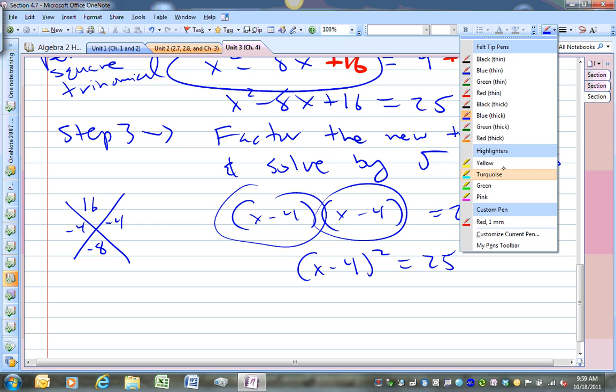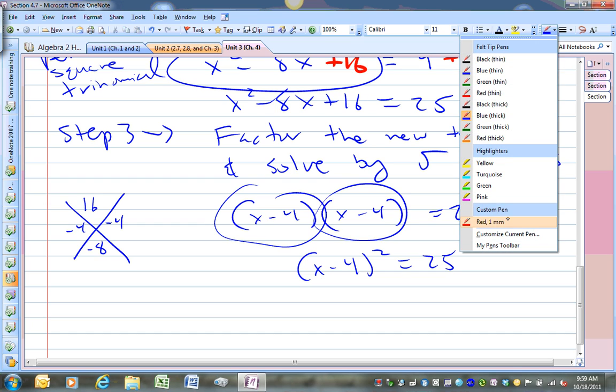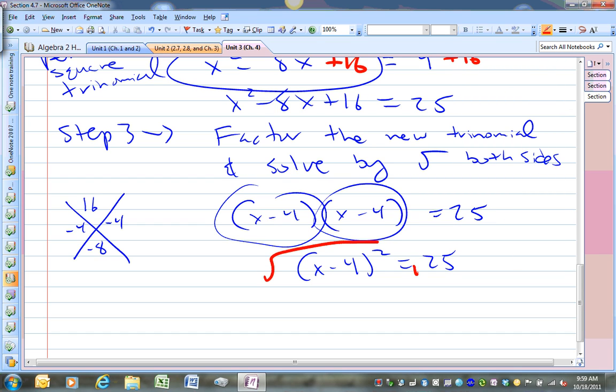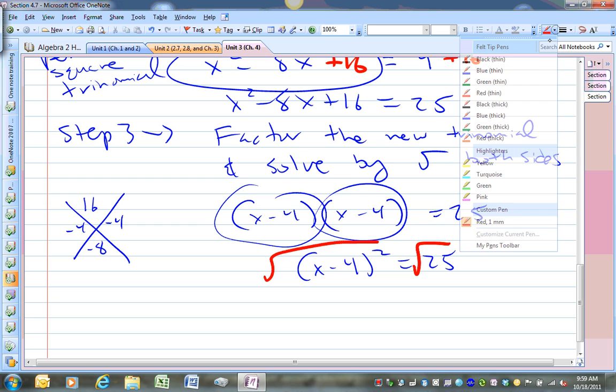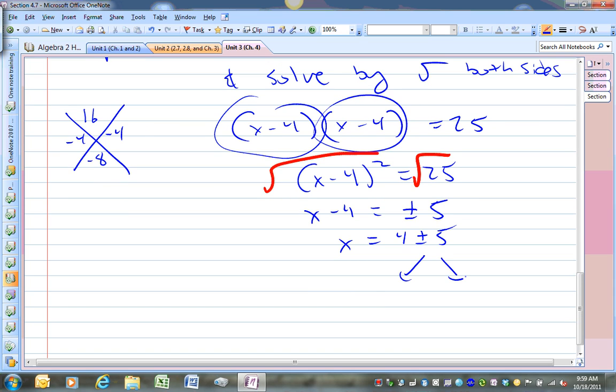Square root both sides. So you get x minus 4 equals, don't forget the plus or minus 5. So x equals 4 plus or minus 5. Basically that means you have 4 plus 5 and 4 minus 5. So you get 9 or negative 1 as your answers.